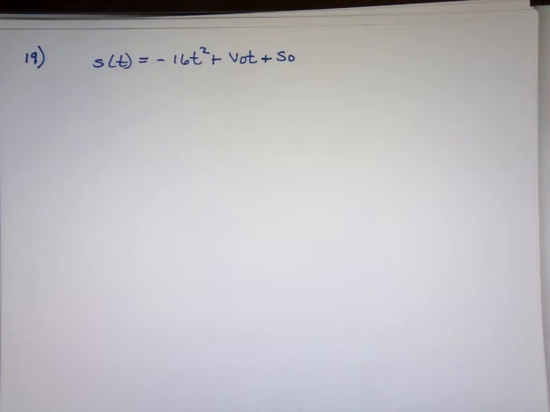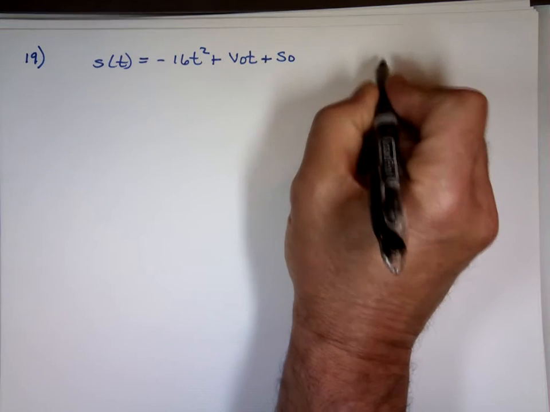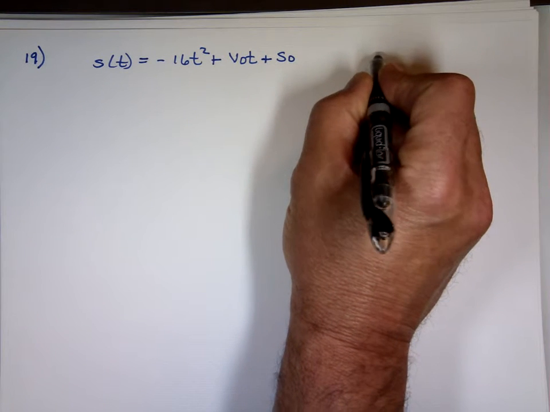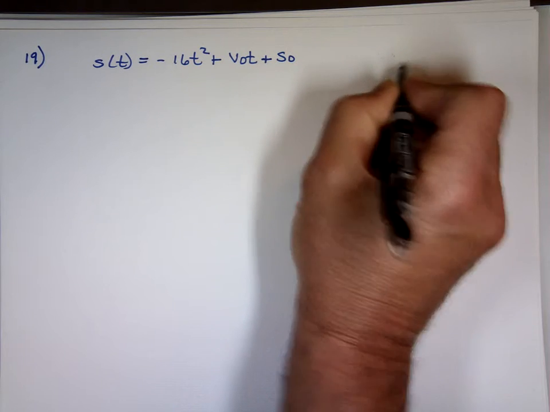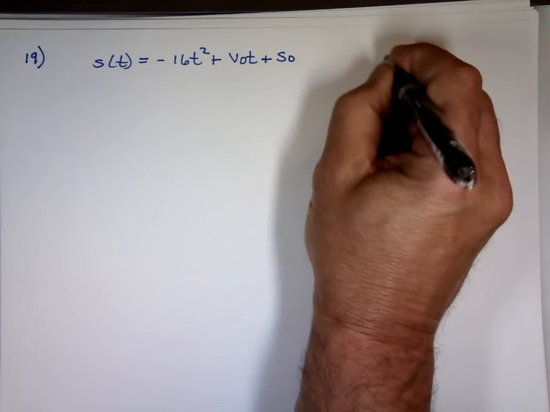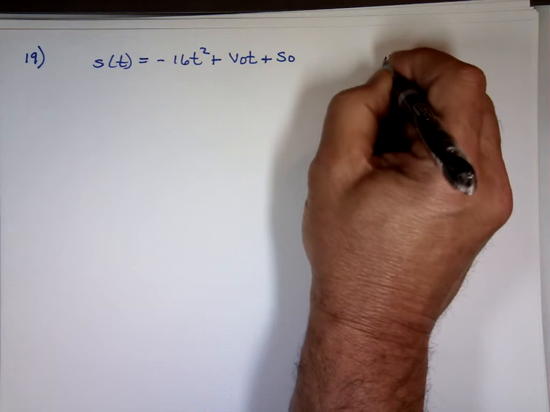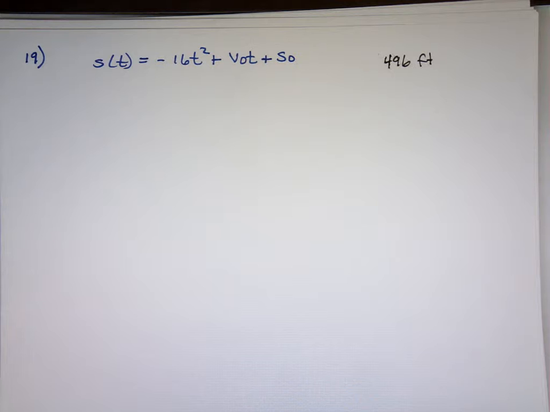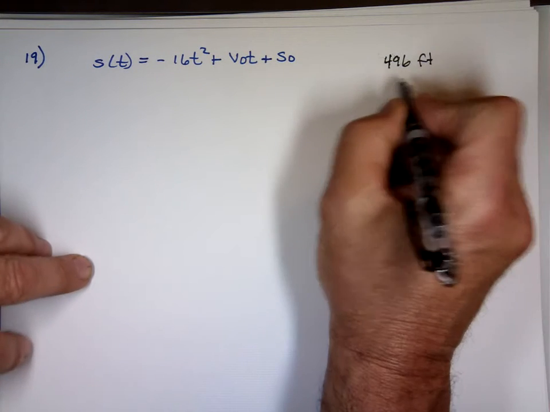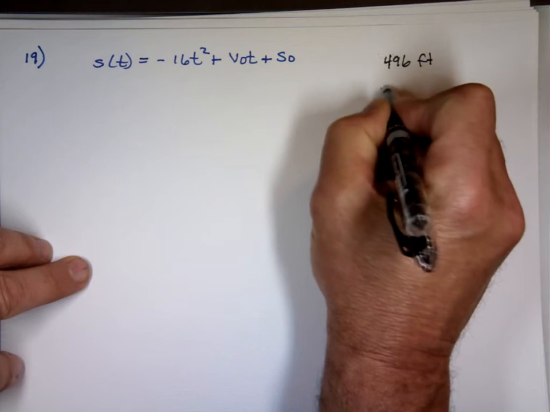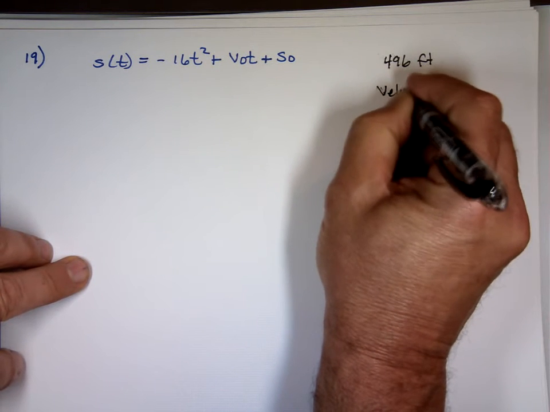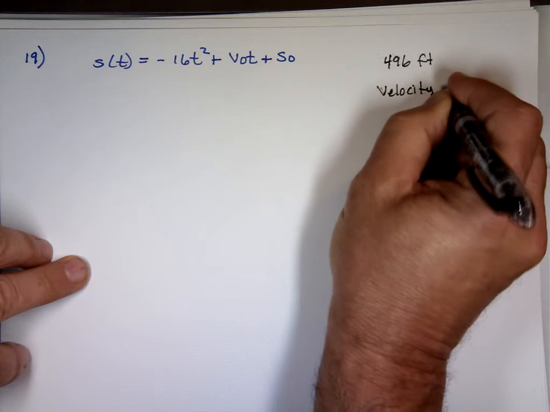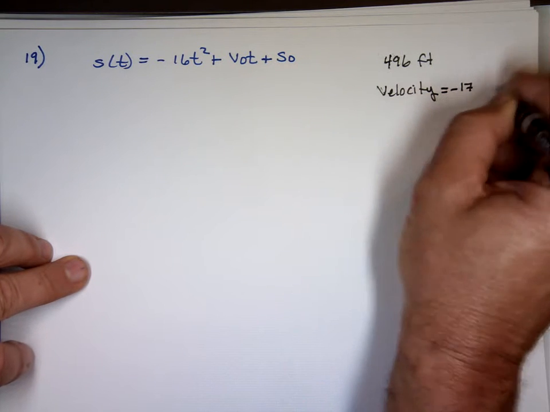A ball is thrown downward, I'm sorry, my mistake, downward from the top of a building that's 496 feet high, with initial velocity negative 17 feet per second.